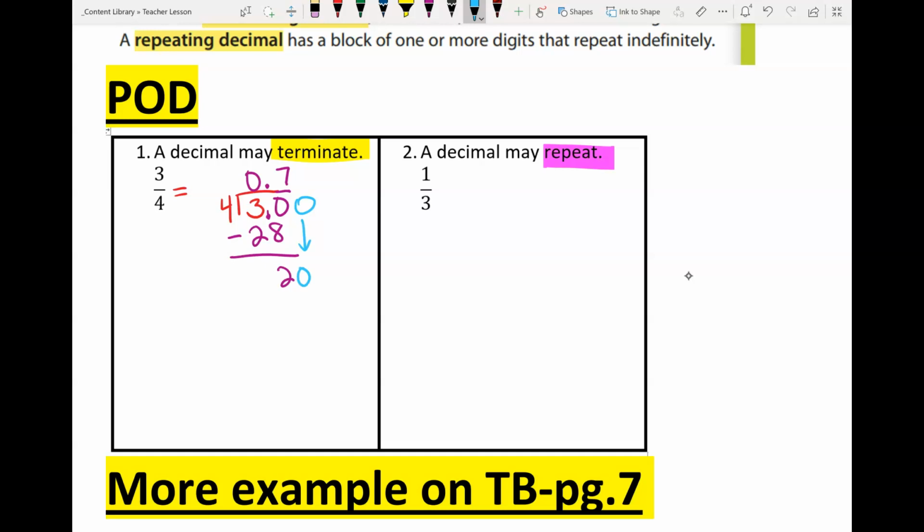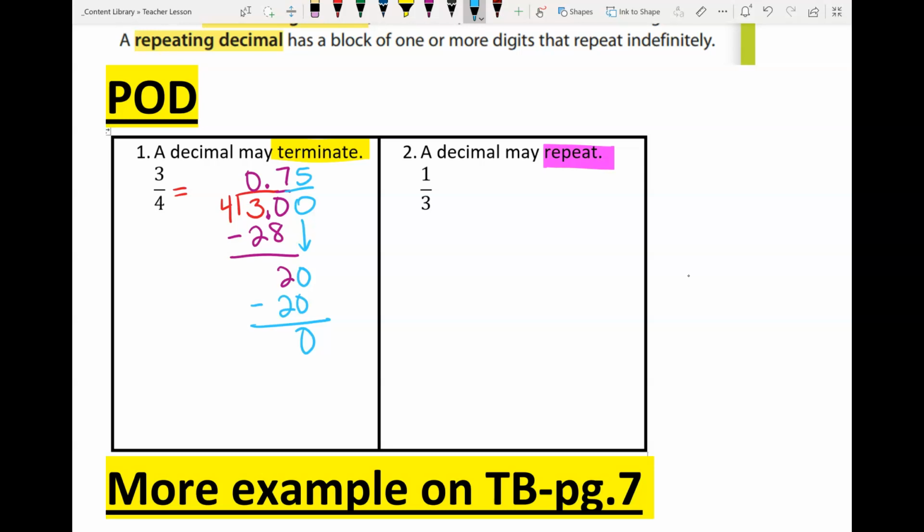How many times does 4 go into 20? That goes about 5 times. 5 times 4 is 20. Bring that down, subtract. Now my remainder is 0. I have come to an ending number. So this determines that 0.75, which is 3/4, is a terminating number.